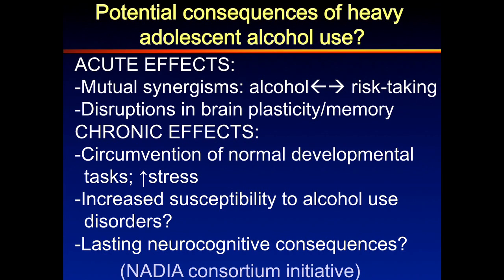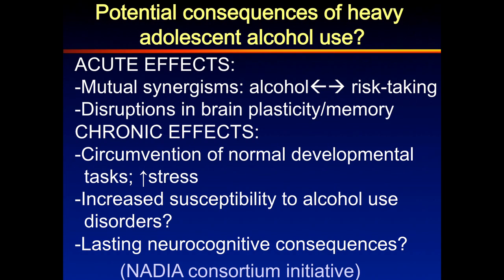The potential consequences of this heavy adolescent alcohol use are many. We've talked about the acute effects: alcohol increases risk taking, which increases alcohol intake, creating feedback systems. There's a disruption in brain plasticity associated with high levels of alcohol use, and adolescents are less sensitive to taking a lot of alcohol, which may be a problem. Chronic effects are varied, with particular interest in lasting neurocognitive consequences and increased susceptibility to later alcohol use disorders. We know the earlier you start drinking, the more likely you are to have a problem with alcohol in adulthood.